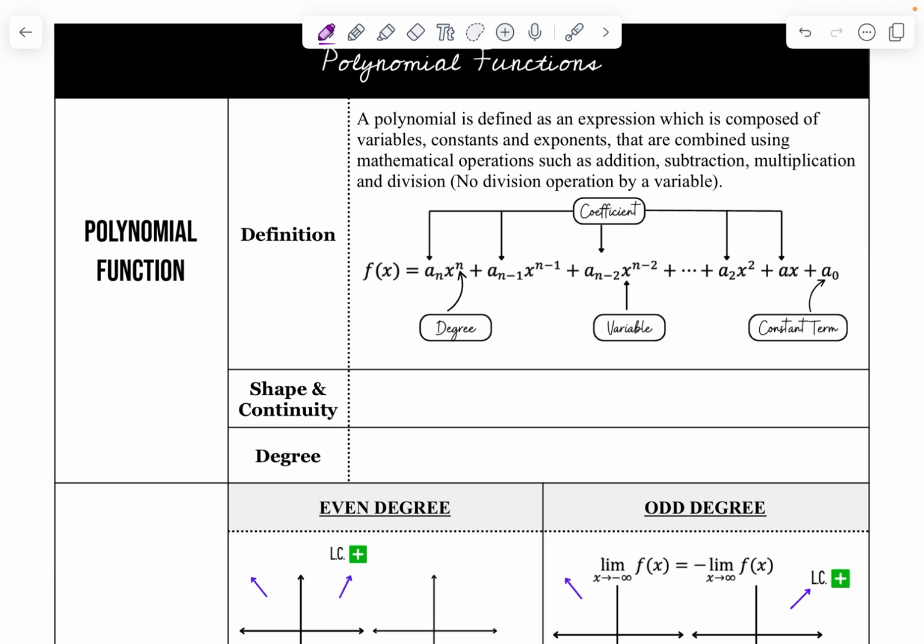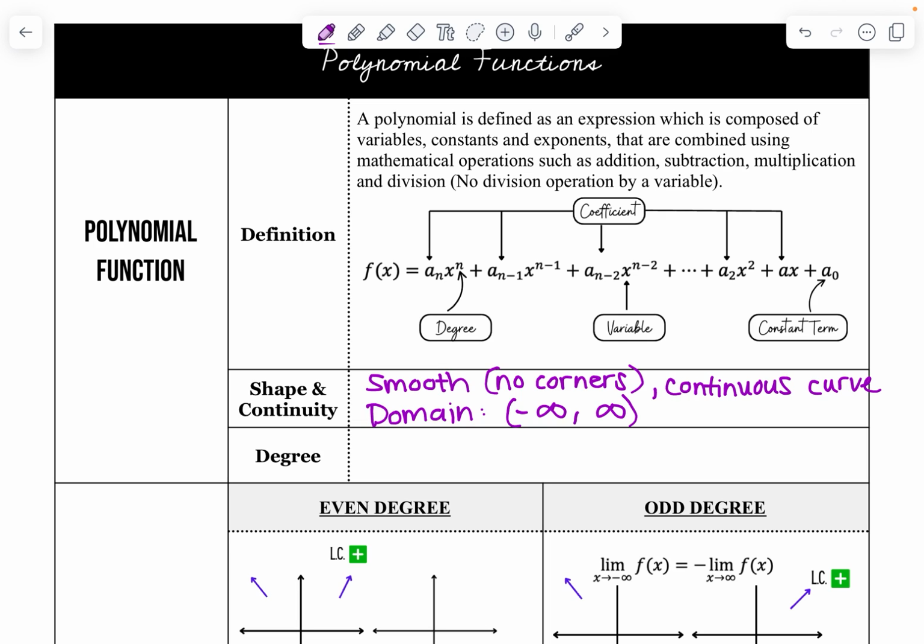Shape and continuity. So they are smooth when we graph them. There's no corners, like an absolute value function would have. It's a continuous curve. The domain for all polynomials is negative infinity to infinity. We can use any kind of value for x and get an answer out.